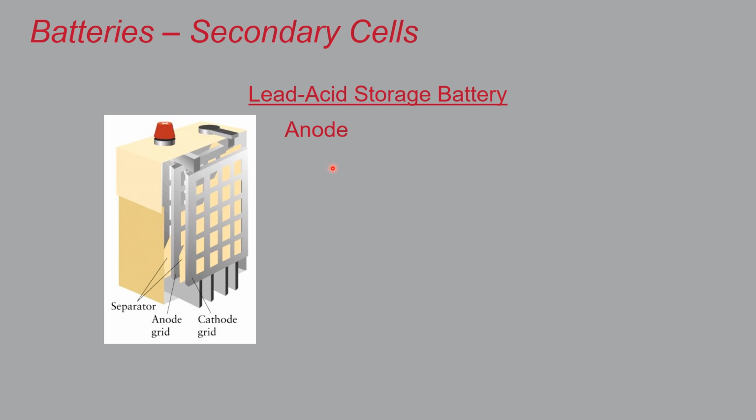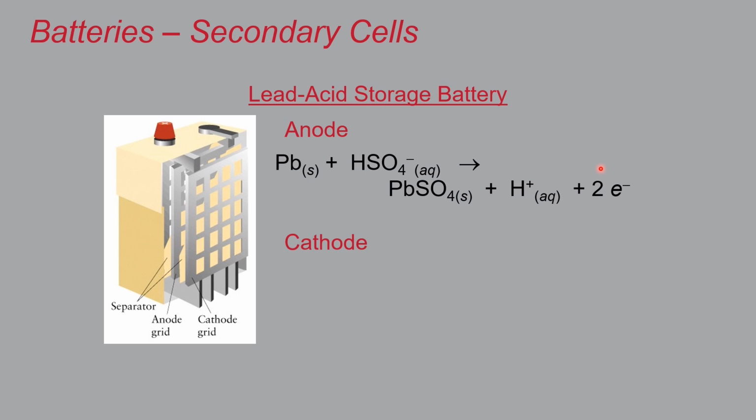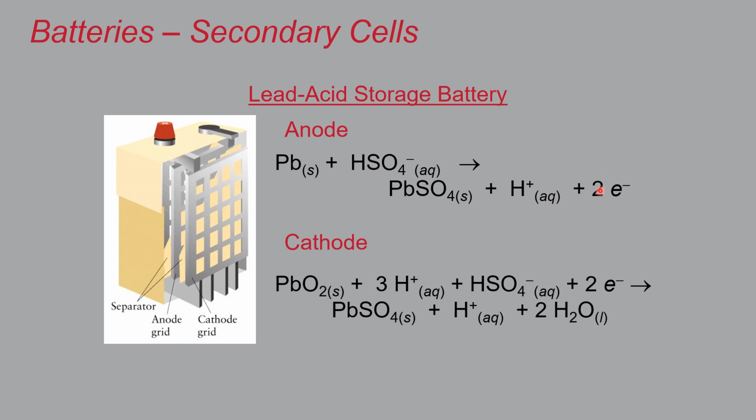So at the anode electrodes, this is the oxidation reaction that's going on. The lead is being oxidized from lead metal to lead 2 in the form of lead sulfate, and protons and 2 electrons are also produced. On the cathode side, lead 4 in the form of lead oxide takes 2 electrons and forms lead 2, or lead sulfate. These are the 2 reactions that occur as it is discharging.